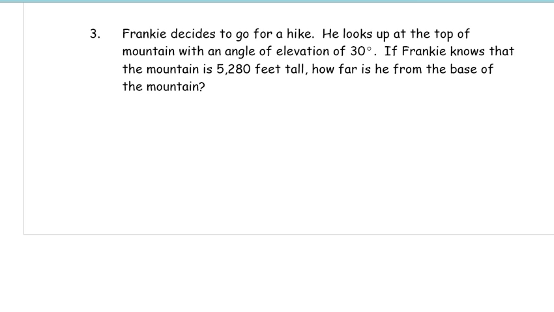Okay. The last one. Frankie decides to go for a hike. He looks up at the top of the mountain with an angle of elevation of 30 degrees. So we've got a little mountain here. We know the angle of elevation is 30 degrees. If Frankie knows that the mountain is 5,280 feet tall, for those of you who don't know, that is 1 mile tall. That is huge.